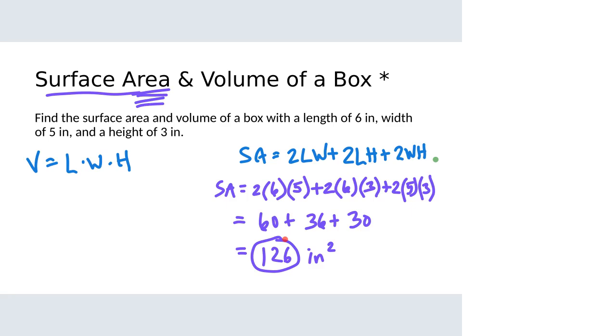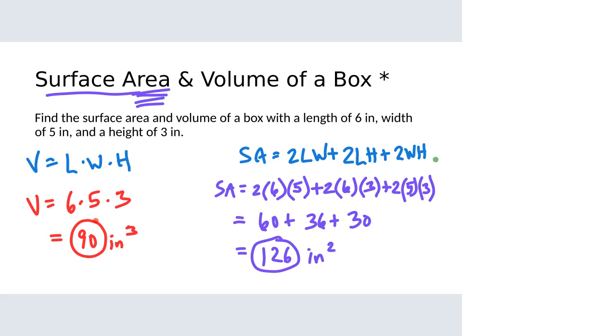Volume is easier than that. Volume is just length times width times height. So 6 times 5 times 3. 30 times 3 is 90. This would be cubic inches because it's volume, but we just respond with the 90. So that's our surface area and volume of a box. Let me know if you have any questions on that.